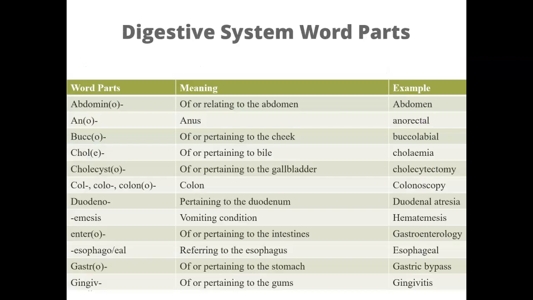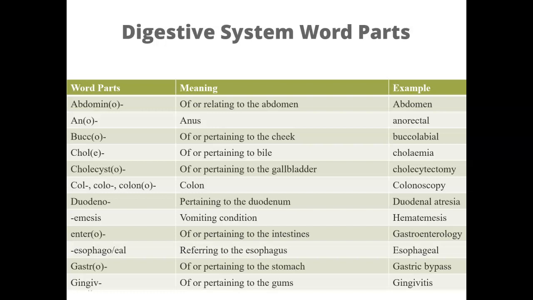So now let's talk about some of the word parts that you're going to see. One of the word parts is abdominal, which is relating to the abdomen. Ano, relating to the anus. Bucco is pertaining to the cheek. Coli is referring to the bile. Colicyto is referring to the gallbladder. Colo, colino, all referring to the colon.